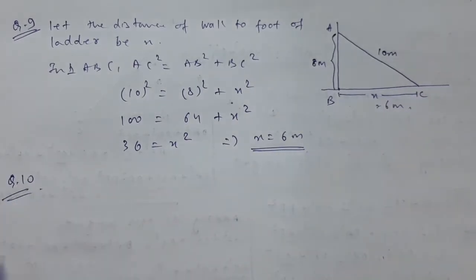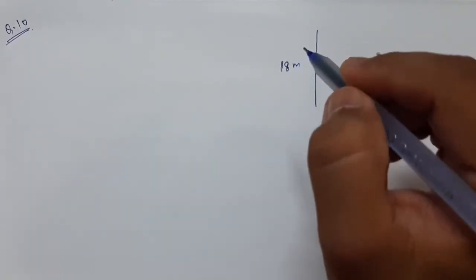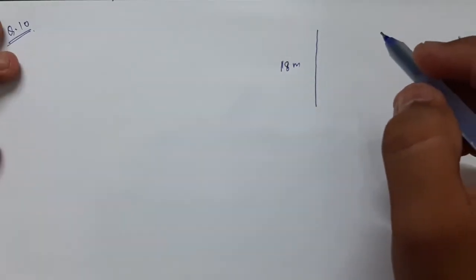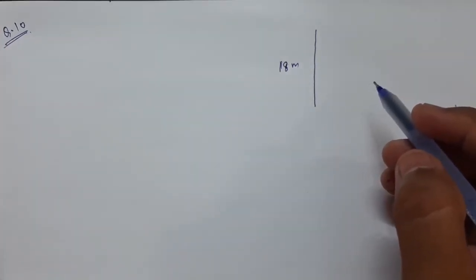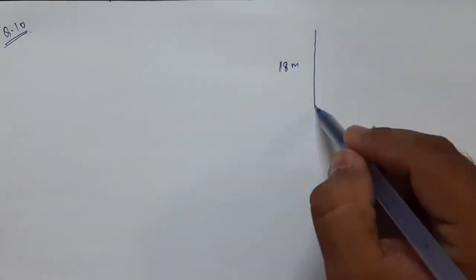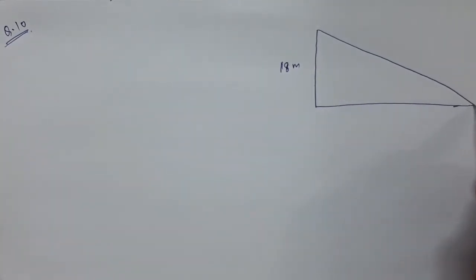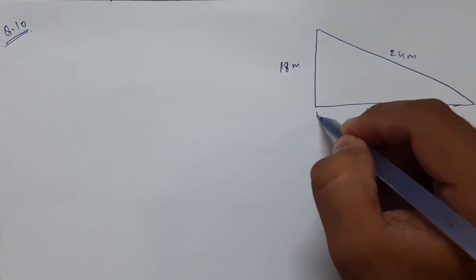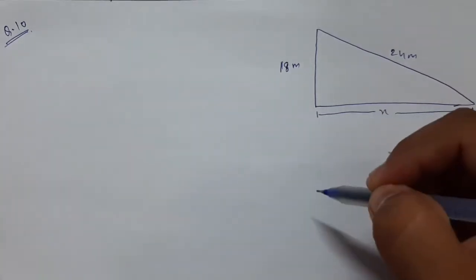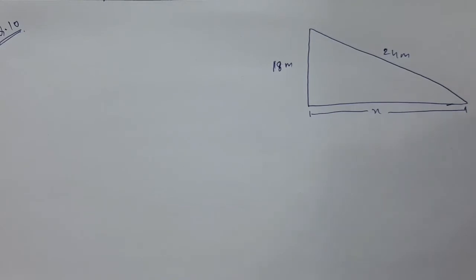Question number 10 reads, a guy wire attached to a vertical pole of height 18 meter. Let's make the pole 18 meter high, is 24 meter long and has a stack attached to the other end. How far from the base of the pole should the stack be driven so that the wire would be taut? Taut means the wire stays stretched this way. So the wire is 24 meter, and how far from the base should it be connected? Like this. Let us take this as x.